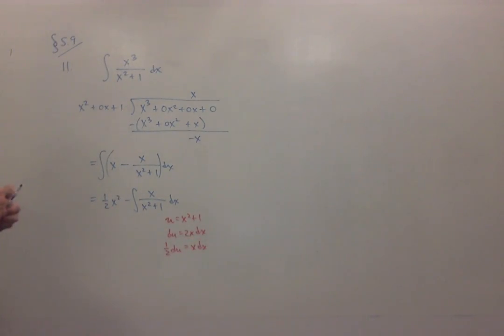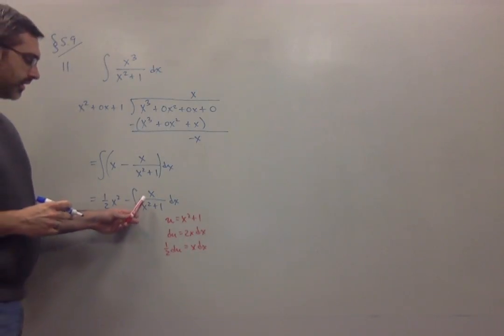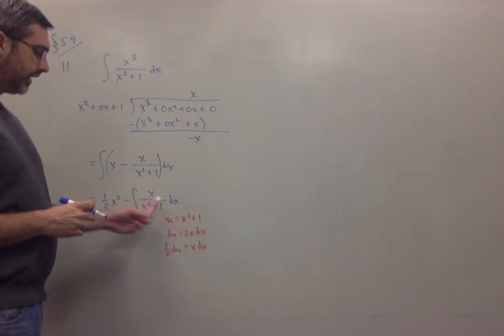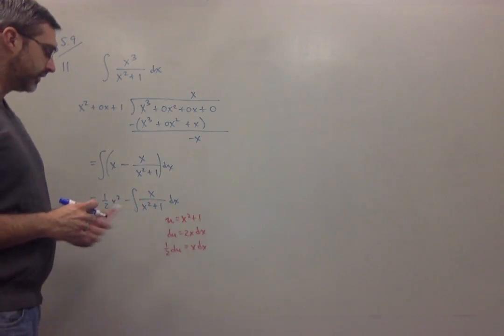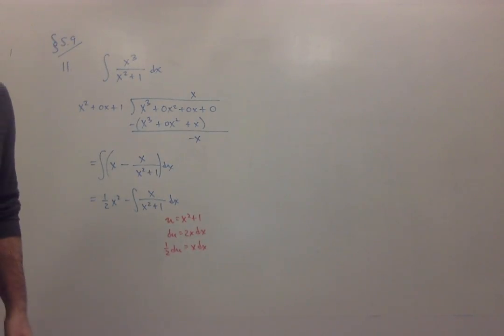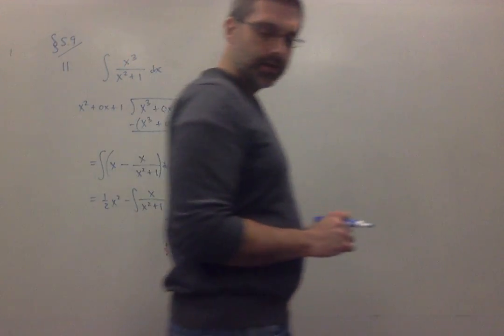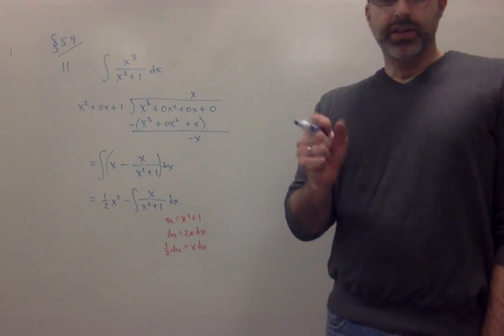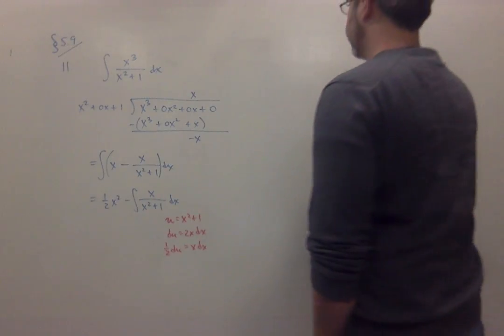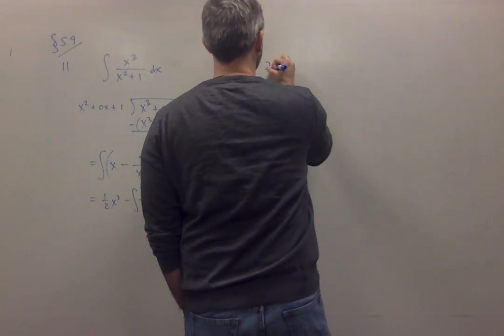So I'll let you finish that. But you're just basically going to get 1 over u. And then this part right here is going to be the 1/2 du. So that is now in a form that you should probably be pretty comfortable being able to do. So the moral there is just to remember long division when the power of x on the top is bigger than or equal to the power on the bottom.